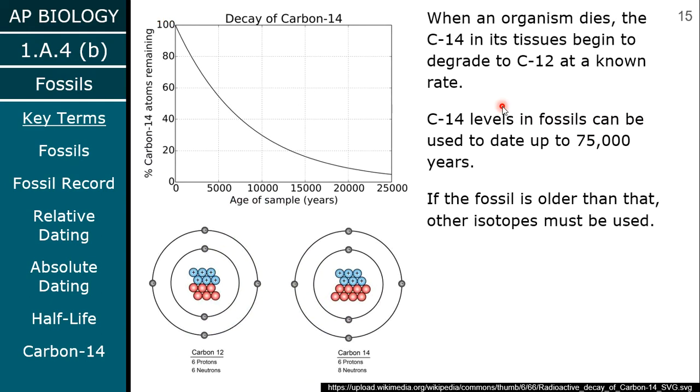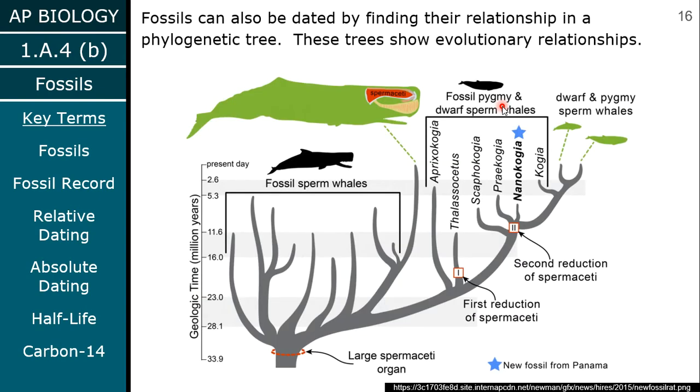And so we can basically figure out by how much carbon-14 is left in the tissue how old that organism is. So that's really, really useful, but it's mainly useful because as we start to figure out how old things are and how closely related they are to other things, we can start to create a phylogenetic tree. So phylogenetic trees are ways that we show evolutionary relationships. So it's basically a visual representation of evolution.